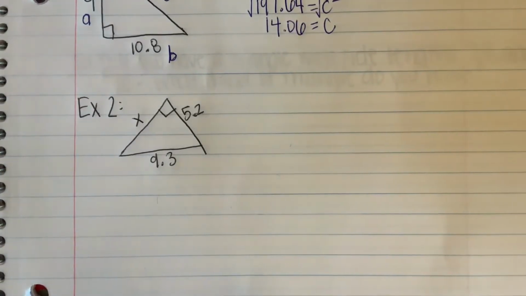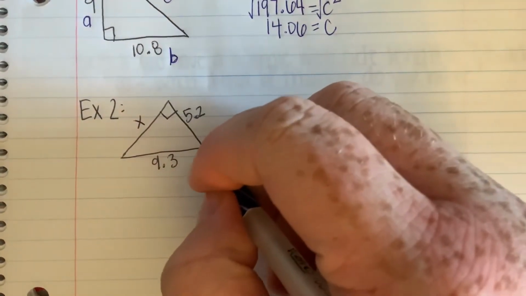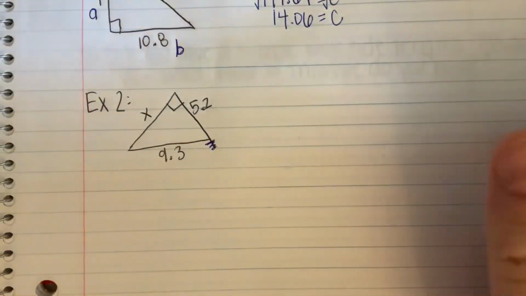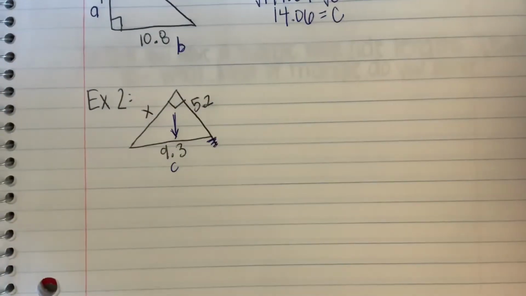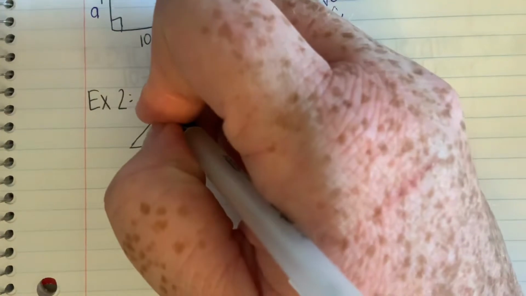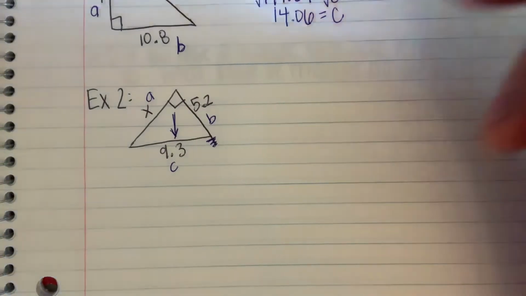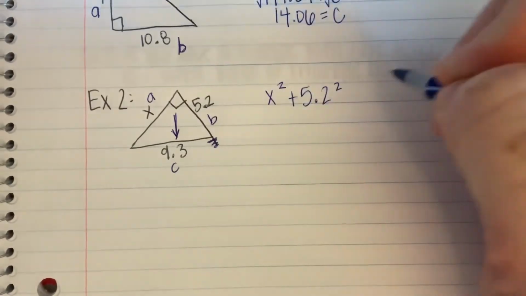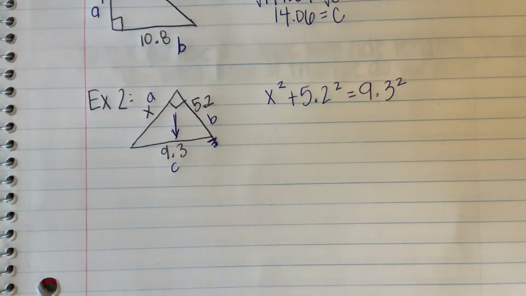Moving along to example number 2. This triangle looks a little different. We'll ignore the fact I can't really draw. The legs and the hypotenuse, though, aren't going to change. That's why I say I always label my hypotenuse first. Whatever is across from the right angle is going to be side C. Then the other ones are going to be A and B. So in this case, I actually don't know my leg. So I got x squared plus 5.2 squared equals 9.3 squared. So I'm going to use my handy dandy calculator.